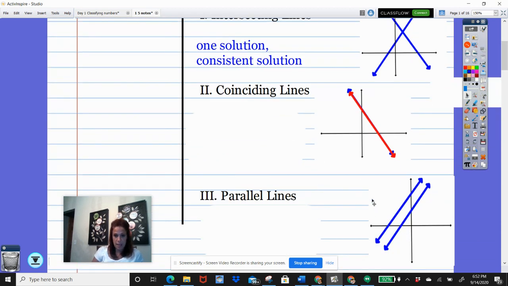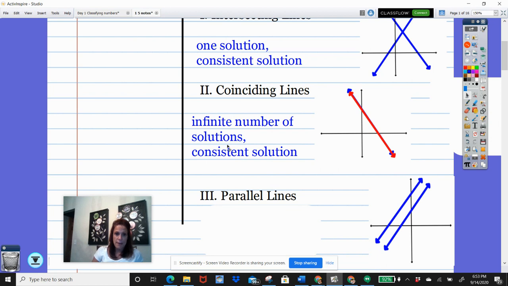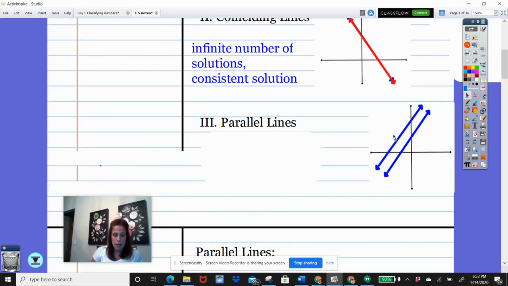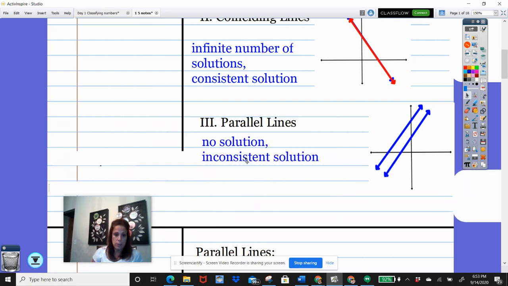We have coinciding lines, and I tried to color code them so you could see that they're overlapping. But coinciding lines have infinitely many solutions, and that means how many points do they intersect? Well, every single point is going to be the same, and so that's why it's infinite, and it's consistent because it has at least one solution. The last pair are parallel lines, and you can see parallel lines will never intersect, and that scenario will have no solution, and it's known as inconsistent because they never intersect.